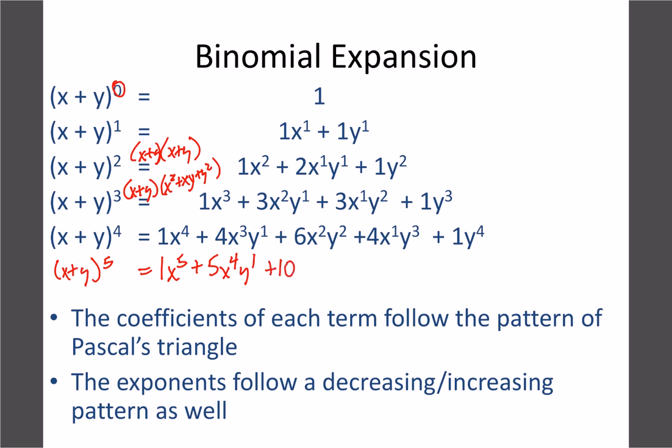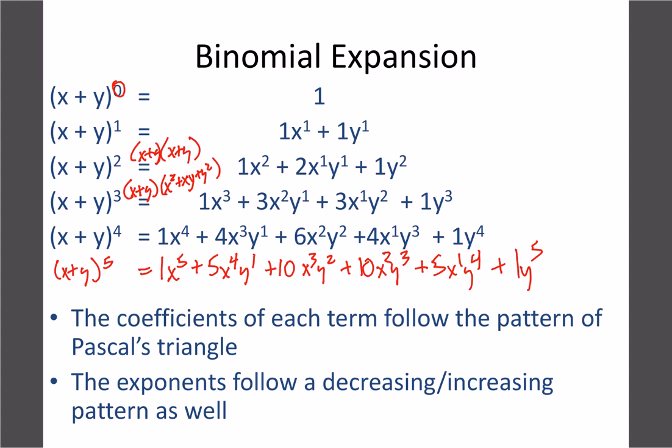Then we'd have 10, x to the 3, y to the 2. So our x's go down and our y's go up. Then we'd have 10, x to the 2, y to the 3. Then we'd have 5, x to the 1, y to the 4. And then our last one would be back to 1, y to the 5. So you can see to actually FOIL these out, it's a lot faster just to follow the pattern and use Pascal's triangle to help us figure out that pattern.